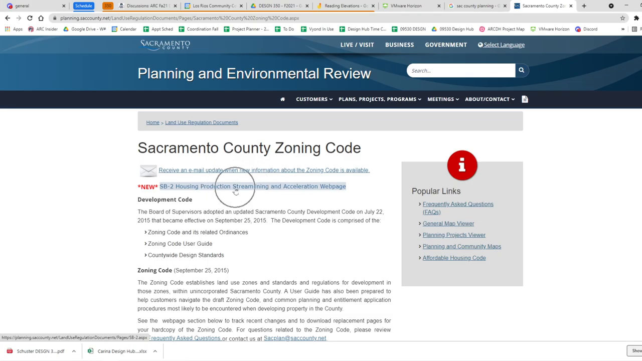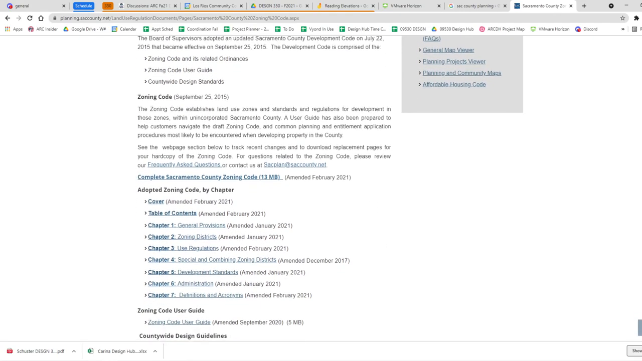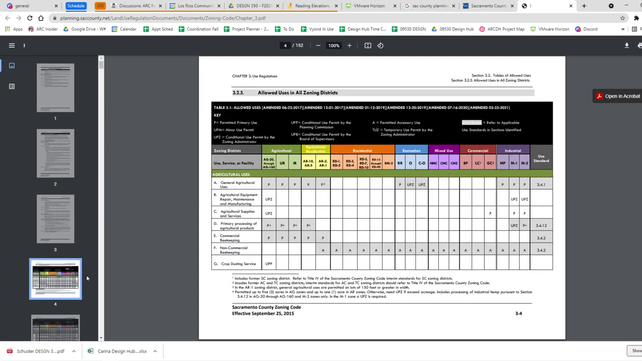So they've been working on making things more and better. Land use regulation document. So here's the zoning code. And we can look at zoning districts and use regulations. Those are the two things that we want to look at most. So we can find zoning districts, but right now I want to look at use regulations. And you're going to find, oh my gosh, look at all this stuff. So we're interested in RD1, RD2.